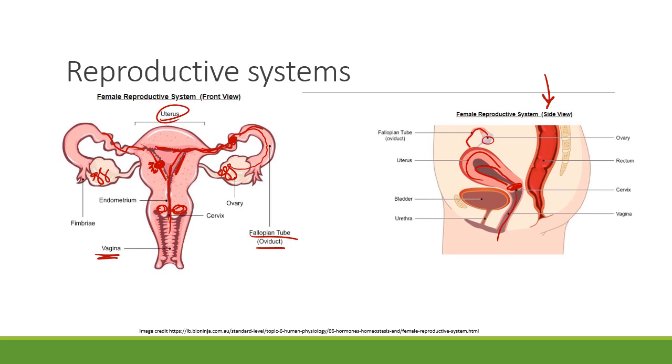On the male reproductive system, the urethra was the path for both the semen and the urine. Urethra in females is separate from the vagina. So bladder to urethra, urine here. Vagina is separate from the urethra in females.